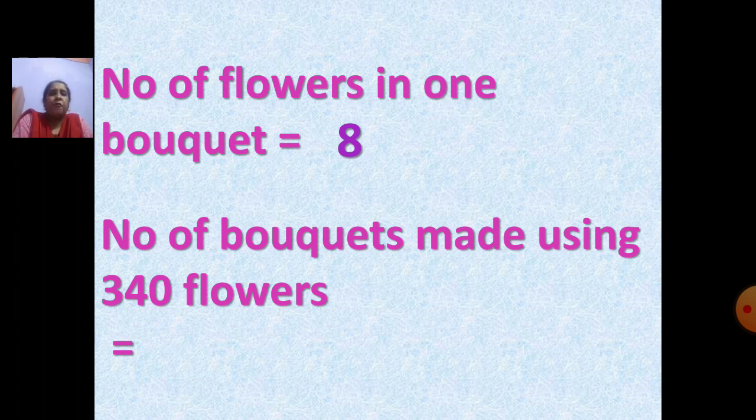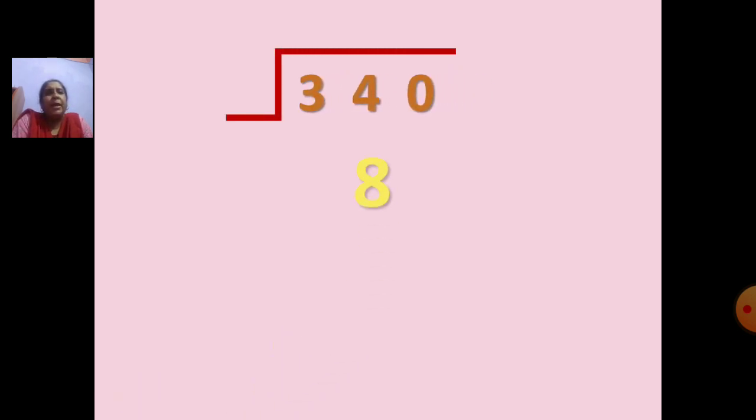340 flowers. So how are you going to write? 340 divided by 8. Okay. Now you are going to show the working. You will draw the line, 340 inside, divided by 8. Here also you can take two numbers together. Since 3 is small, you cannot divide. So you can take two numbers together.